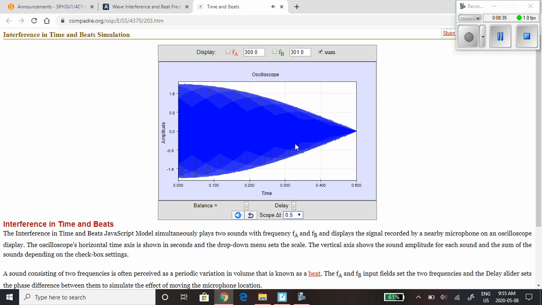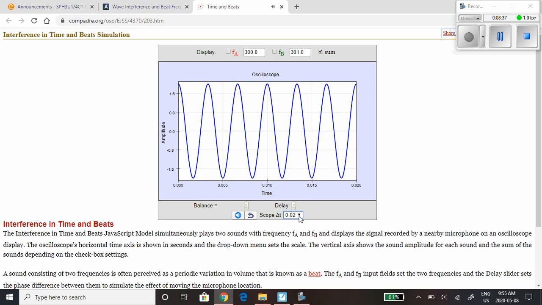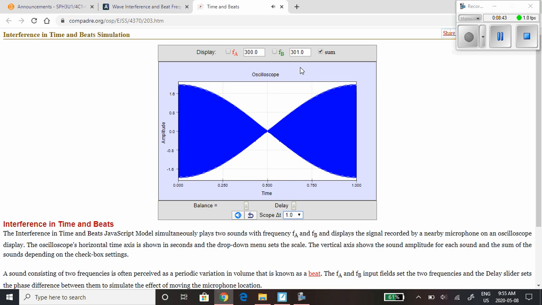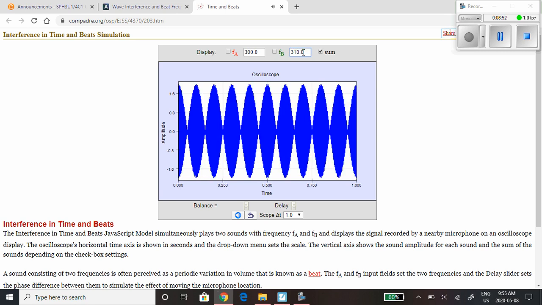And you can also change the time that you are looking at this here. I want you to play around with it so you get a sense of a beat. So we went from 305 to 301. We'll do one more. 310. All right, a lot more beats per second, right? Because the difference between 310 and 300 is 10. So you're going to hear a lot more loud softs per unit time.